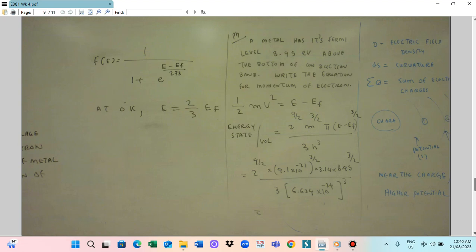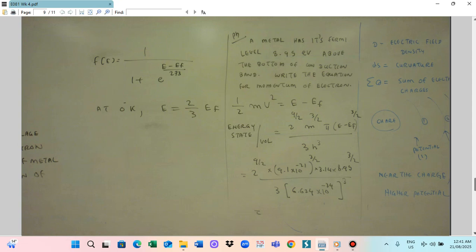By solving this one, E minus EF is equal to this value. This is for the equations we can calculate, at 0 degrees centigrade. The Fermi function is equal to 1 plus e power (E minus EF) divided by 273. So at 0 degrees Kelvin, E is around 2 by 3 EF. So this is the answer.